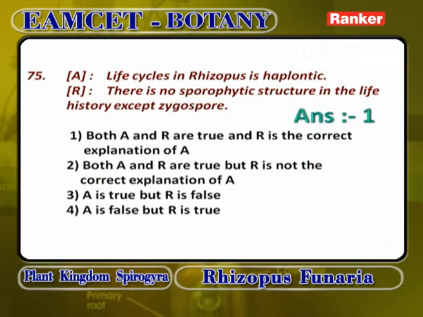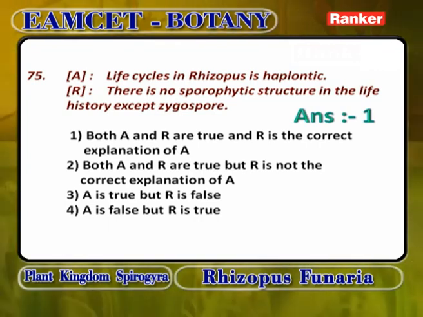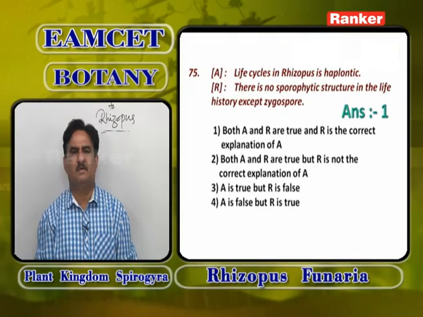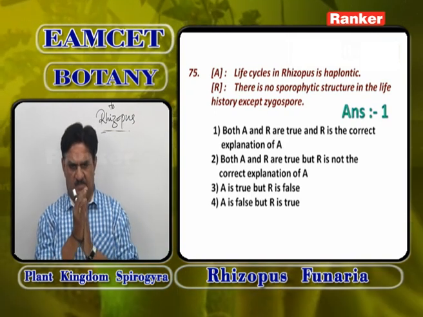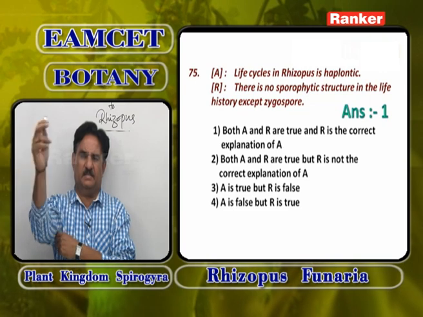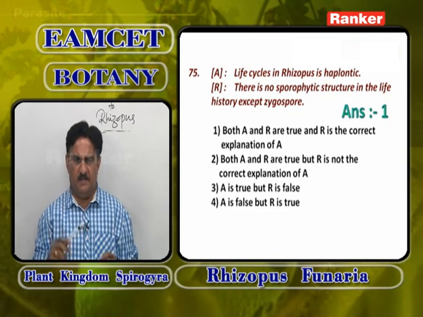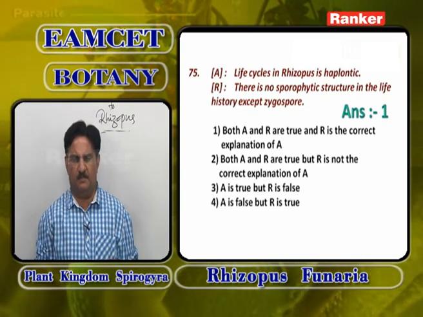The life cycle of Rhizopus is haplontic, definitely haplontic, because the diploid zygospore is formed. Zygospore immediately undergoes meiosis to produce haploid nuclei. There is no sporophytic structure in the life history of Rhizopus except zygospore. Zygospore is the only sporophytic. What is sporophytic? Diploid structure. So, zygospore is the only sporophytic structure in Rhizopus. That's why the life cycle of Rhizopus is called haplontic.